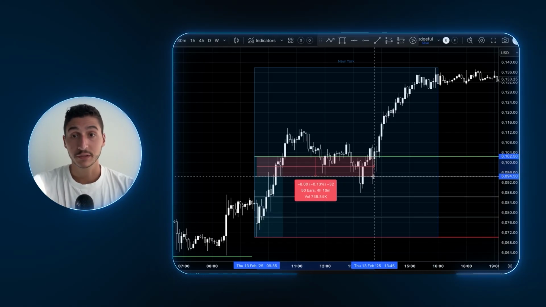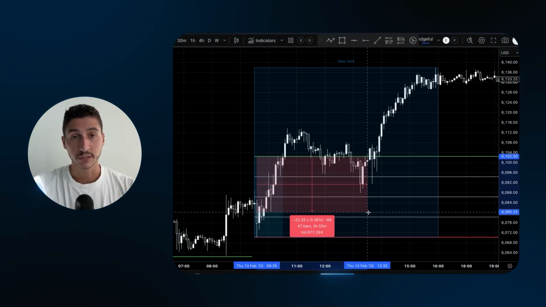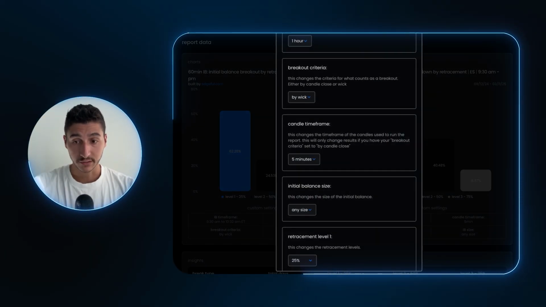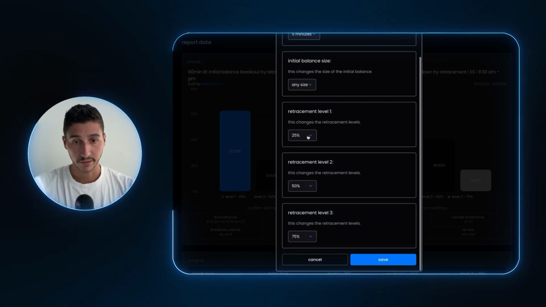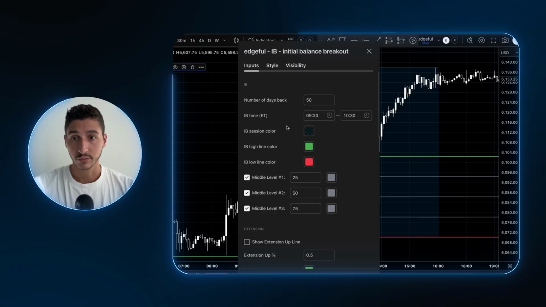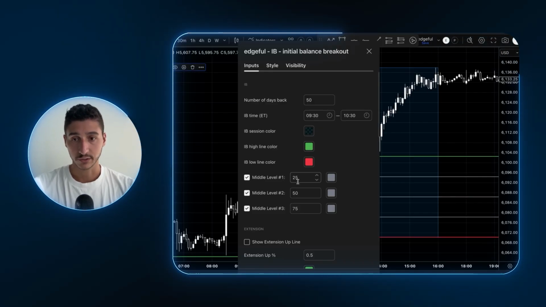So regardless of the size of the IB, this is what it will always be split out evenly into 25% increments. Now you can customize this down here. You can come down here to customize the retracement levels you want. You just have to make sure that you update this accordingly. So if you change this to be 15% level 1, make sure that obviously you change this to be 15% to match.